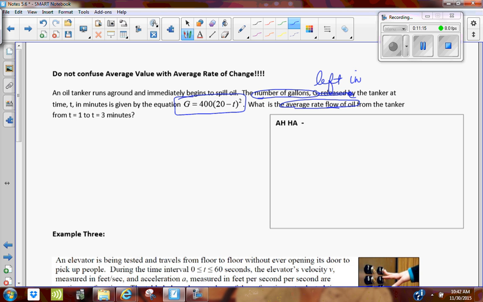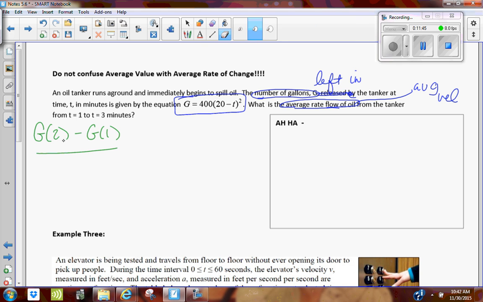Okay. All right, so what is the average rate flow of oil? So you're looking for the average velocity. How do you find average velocity from position? Okay, so you're going to do G2 minus G1 over, no, 3. That was not my fault, that was Garrett. He said 2. Over 3 minus 1? Okay, why aren't you doing an interval?